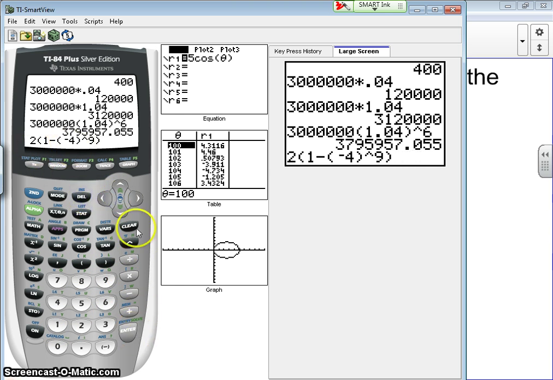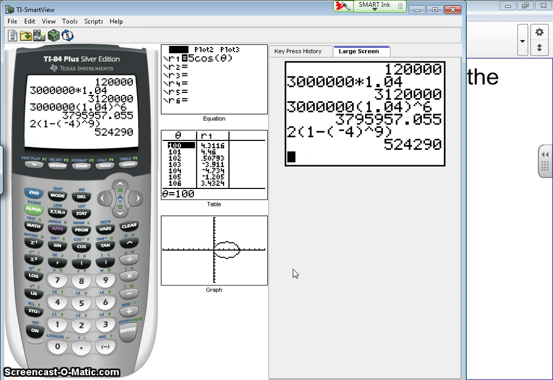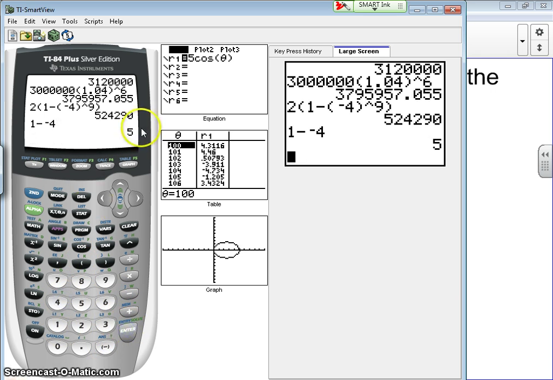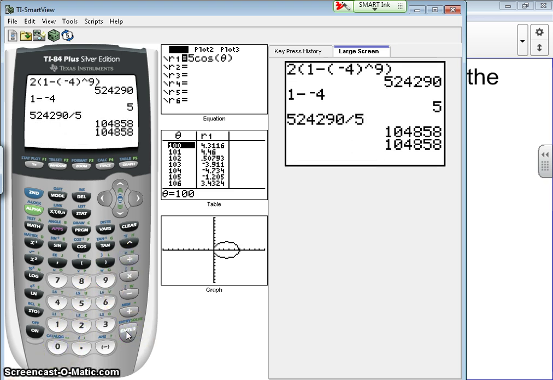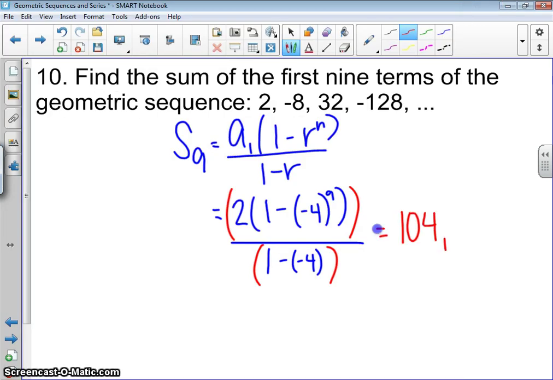So here's the top, and that's going to give me 524,290. Then in my calculator, I'm going to do 1 minus a negative 4, and I get 5 for that. I'm then going to do 524,290 divided by 5, and that's going to give me my sum. So that should be 104,858. So 104,858 would be the sum of those first 9 terms.